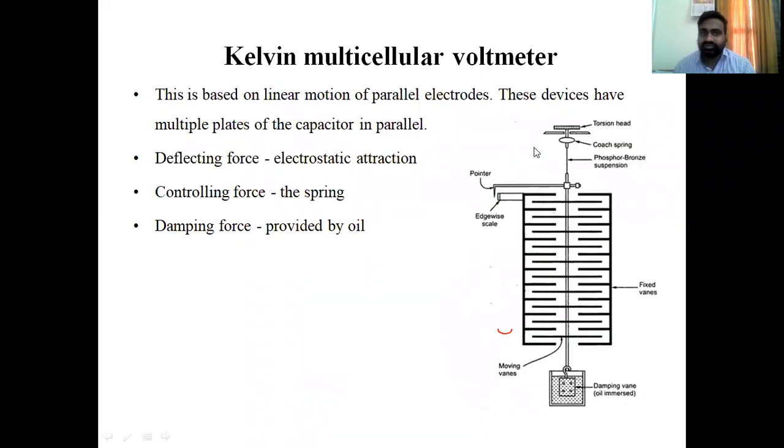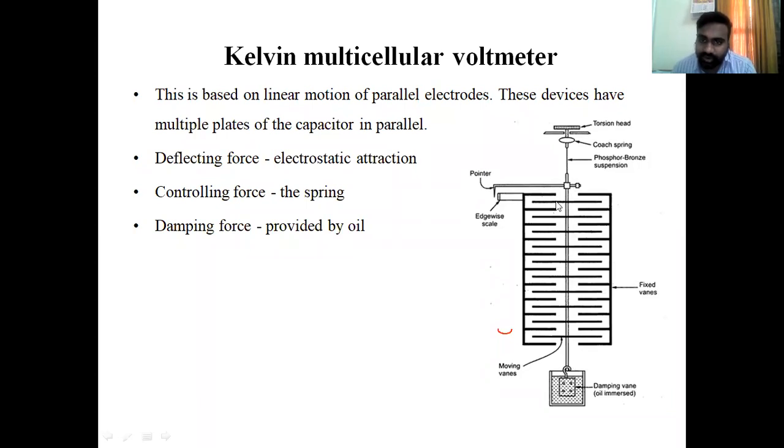So the third classification is the Kelvin multicellular voltmeter. This is a type of linear electrostatic voltmeter. This is quite familiar with respect to the operating principle of the linear type electrostatic voltmeter. Why I am saying linear type: here we have a spindle.